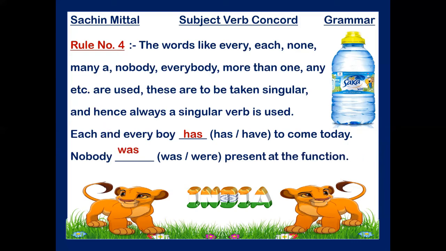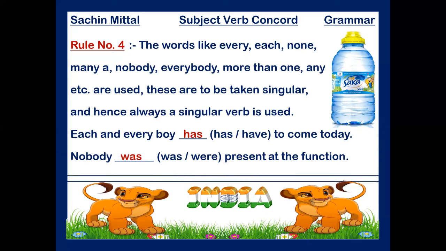So for example, we say, each and every boy dash to come today. Now the options are has or have. We have just said that according to this rule number 4, the words like each, every are always to be taken as singular. So we will use the word has and not have. Very good.